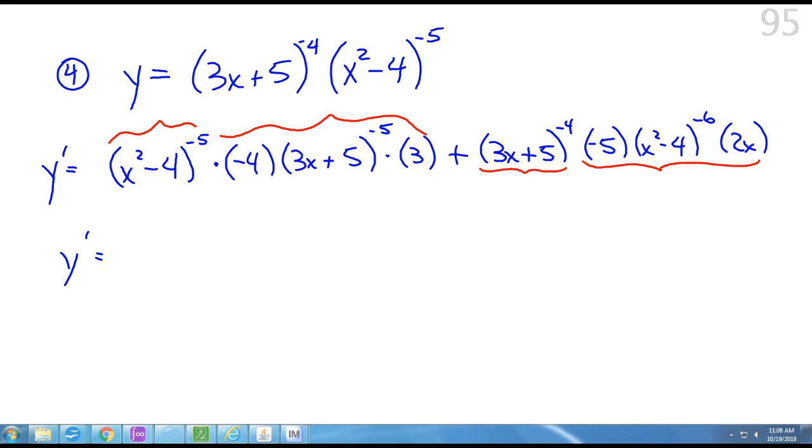Well, you're going to have to know how to do common denominator stuff. I know how to do them. I just don't know how to do them. It's up to you. Okay.